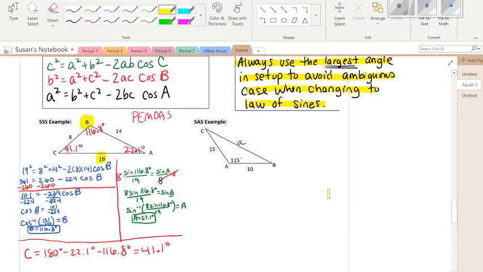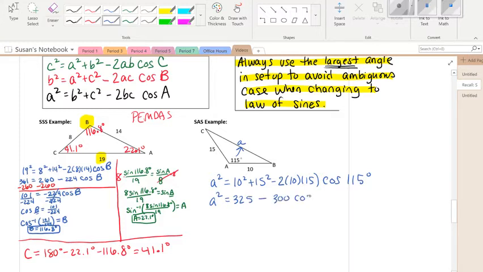So when I go ahead to solve this, we have the cosine of 115, which is what we're going to be using because that's the angle we're given. So we're going to solve for side length A. So A squared is equal to 10 squared plus 15 squared minus 2 times 10 times 15 times the cosine of the angle across from the side we are solving, which is 115 degrees. So now I'm going to go ahead and solve. A squared is equal to 10 squared plus 15 squared, which is 325, minus 2 times 10 times 15, which is 300, times the cosine of 115 degrees.